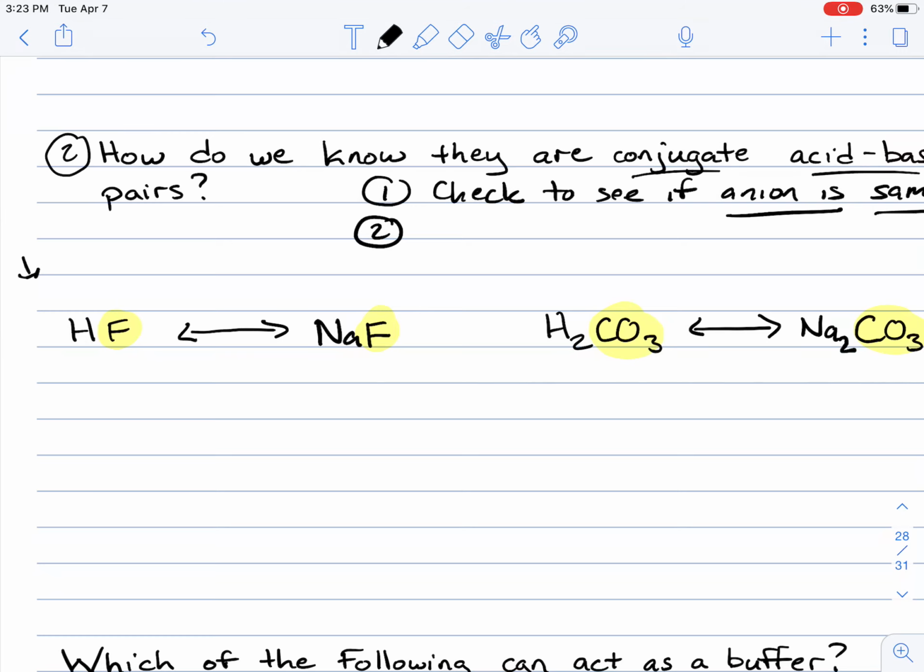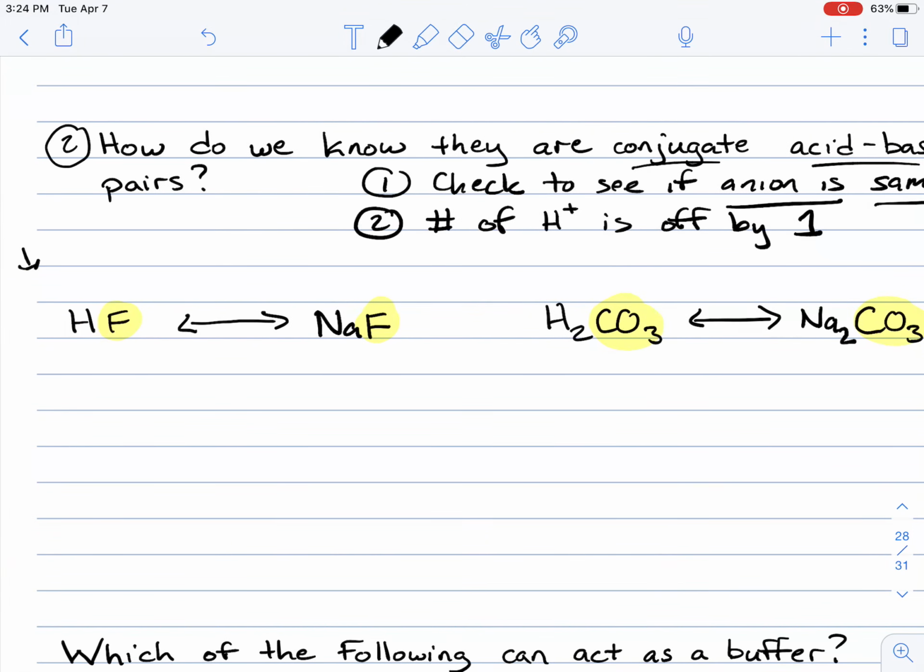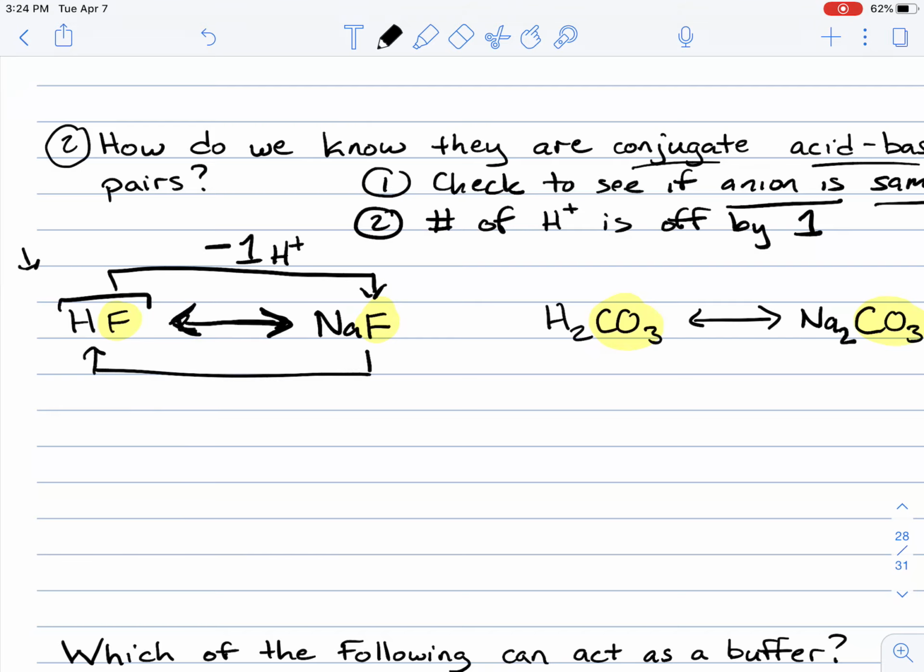And so the second item that we need to check is determine whether or not the number of hydrogen ions is off by 1. So if I look at this example on the left, HF has 1 hydrogen ion. And if you compare that to the product, notice that there's no hydrogen ion. And so as we go from the left to the right, we're losing a hydrogen ion. Specifically, we are losing 1 hydrogen ion. Now, if you go from the right to the left, the product to the reactant, so we're looking at the reverse reaction, notice that we're gaining a hydrogen ion.